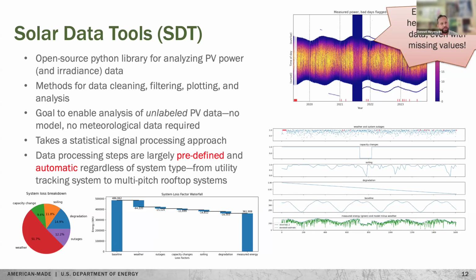Additionally, the data processing steps are largely predefined and automatic, regardless of system type, from utility tracking systems to multi-pitch rooftop systems. The idea is to really reduce the amount of time from getting your hands on a new data set to getting actionable insight about that data set. We show a few of the outputs here that Solar Data Tools can create. I want to especially call out in the upper right corner, it has a very nice function to turn any power data set into a heat map, even if you've got arbitrary missing values or timestamps.